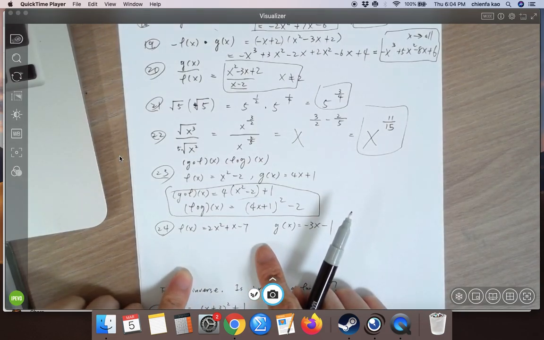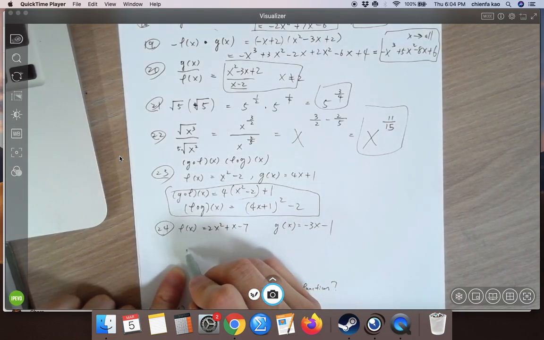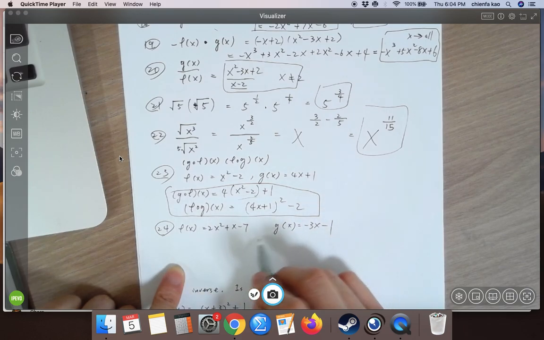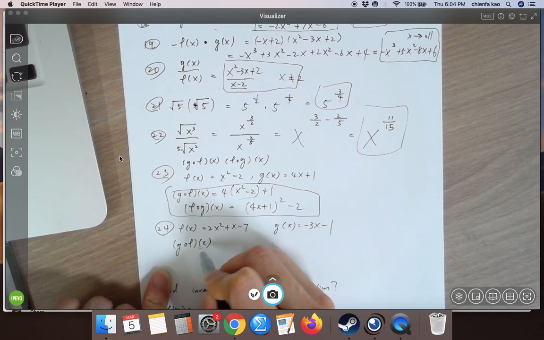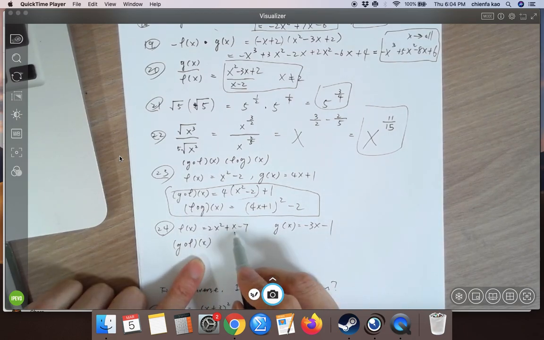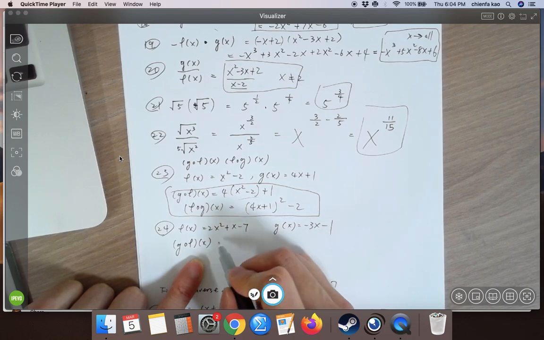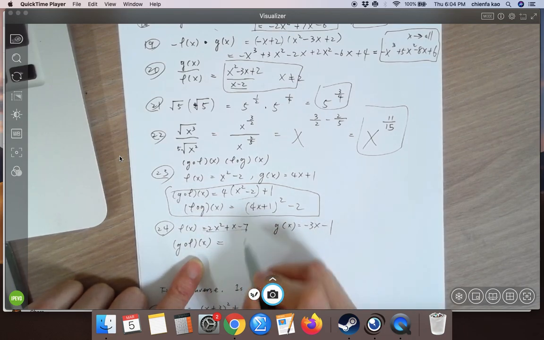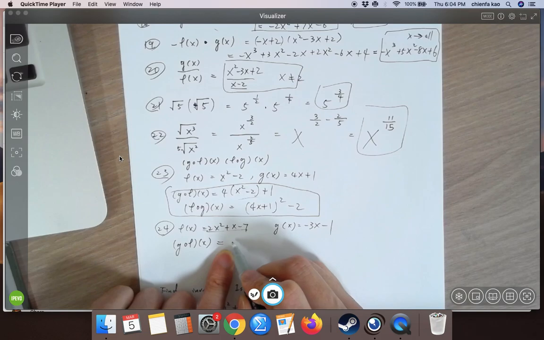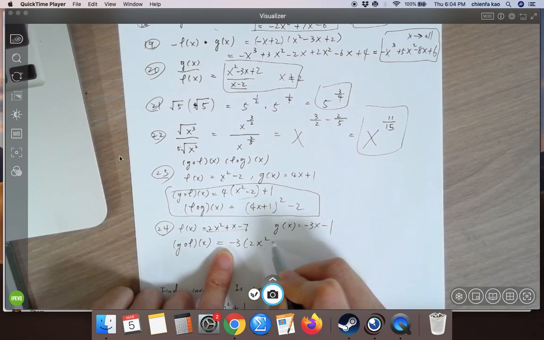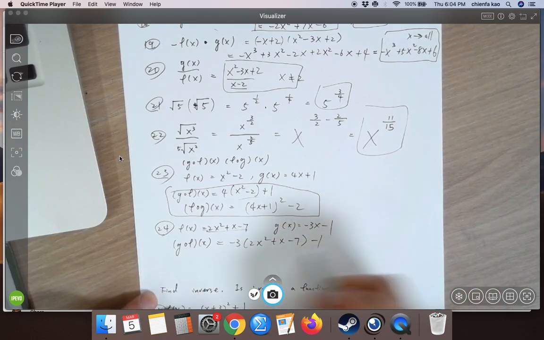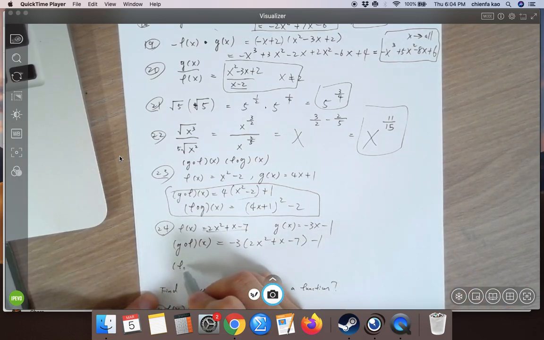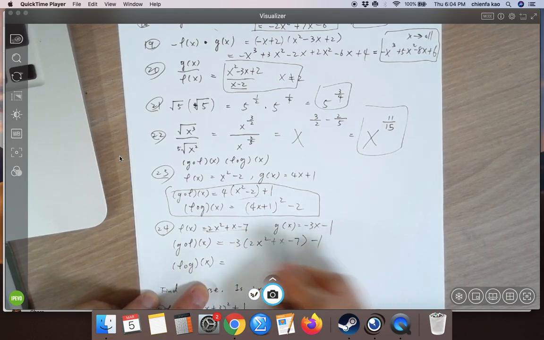Composite functions. Whoa, this one's longer. Okay. All right, this one you don't have to distribute. This one takes too long. F of x first. So g of is whatever this is. Negative 3 bracket 2 x squared plus x minus 7 minus 1. Next one, f of g. So g first. Now plug it back in.